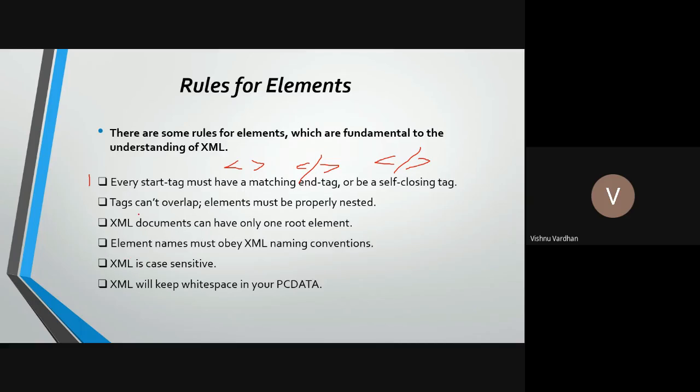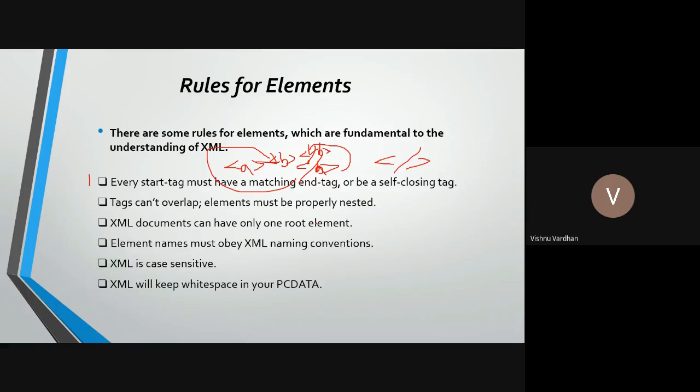Second one, tags cannot overlap. As I explained, if this is A, then the immediate closing of B cannot come. It has to be A only. Then inside this A you can open up one more element which can be taken as B. This is valid. But this crisscross will not work. Crisscrossing is not at all applicable.